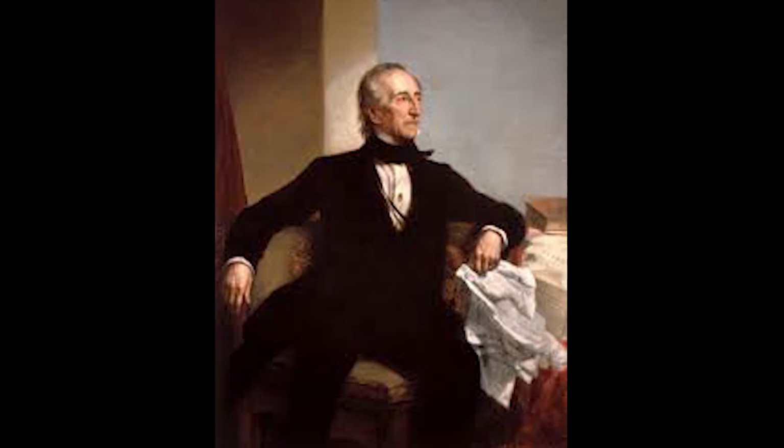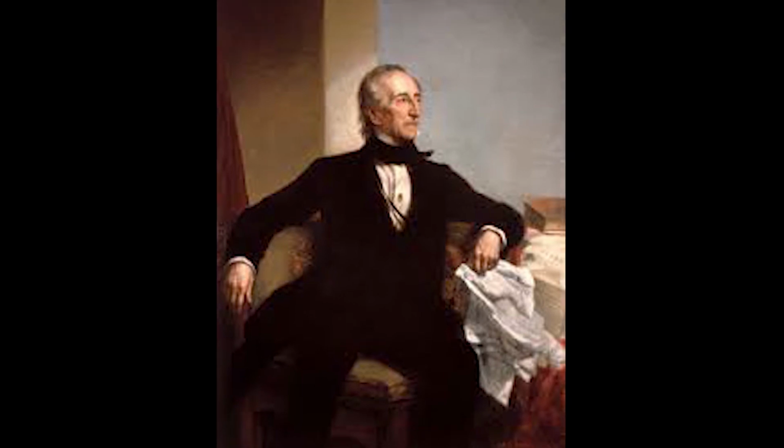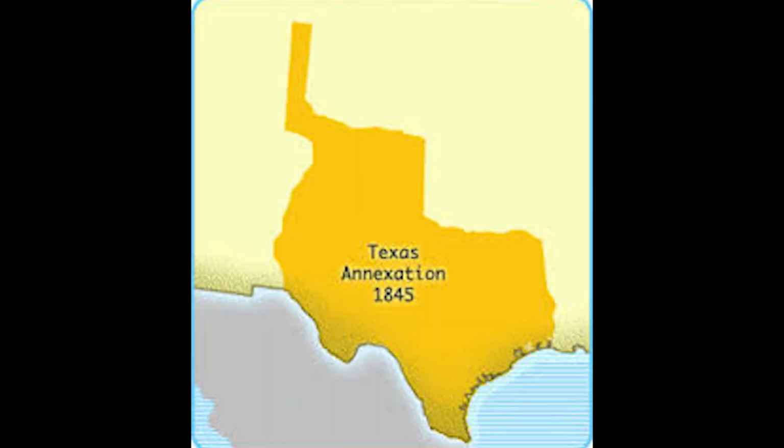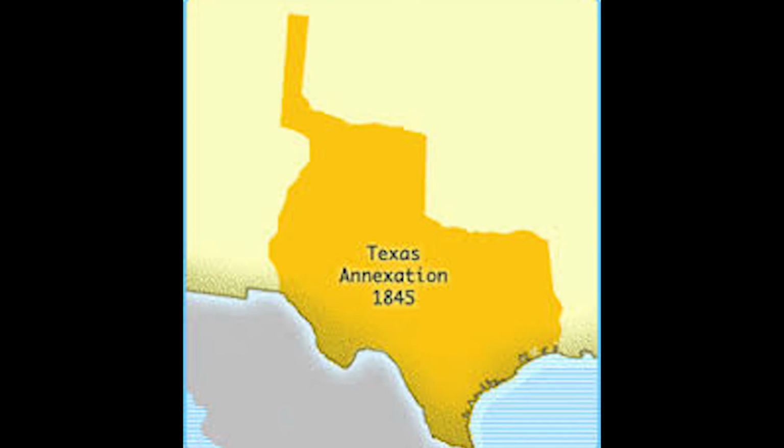Harrison was followed by his vice president, John Tyler. Tyler was technically a Whig, but leaned more to the Democratic side. He annexed Texas 10 years after they revolted from Mexico. This would be a large part of the American Western expansion.